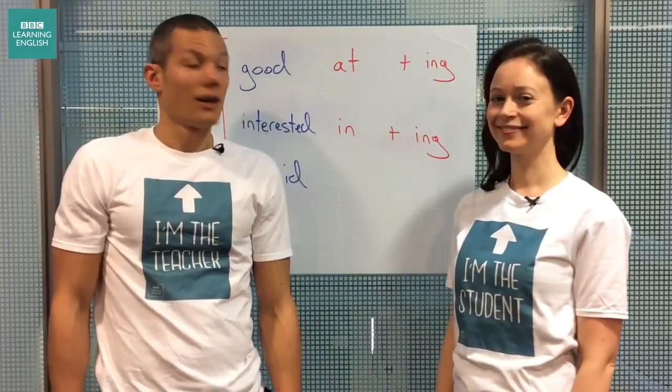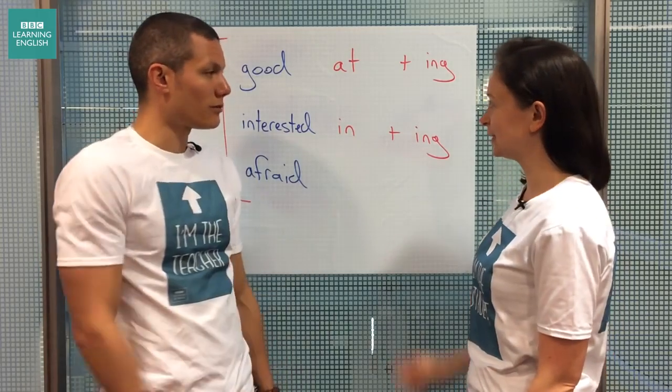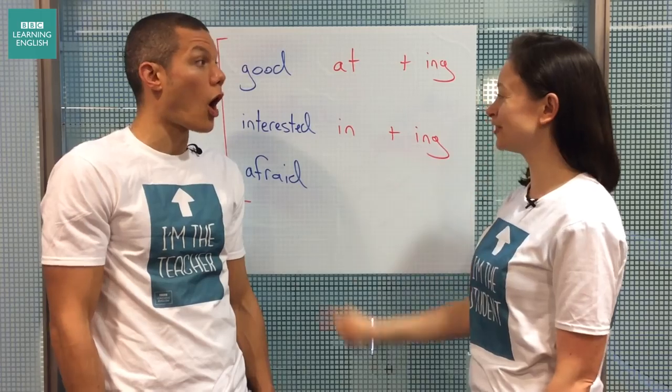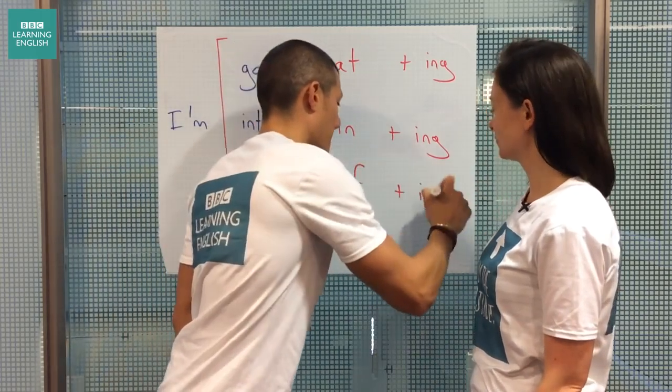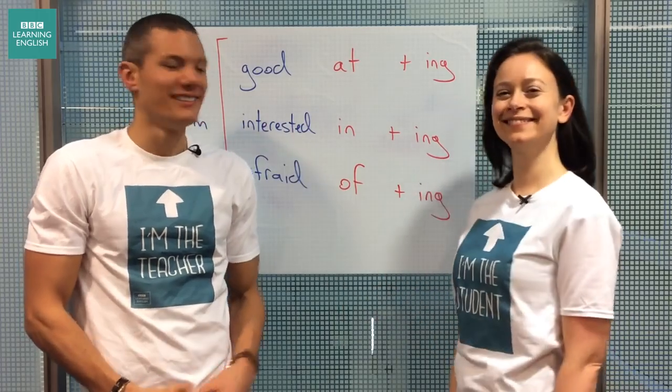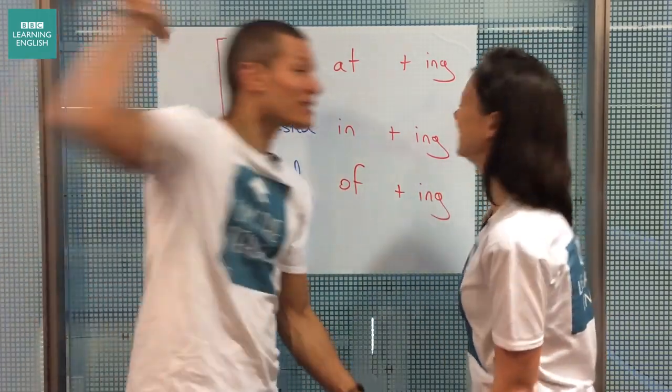Okay, Sean, come on, what's the third one? Afraid? In, at, no, begins with an O. Of. Of, very good. Sentence? I'm afraid of my teacher. That's not good. Bad!